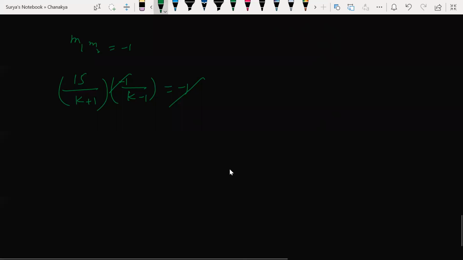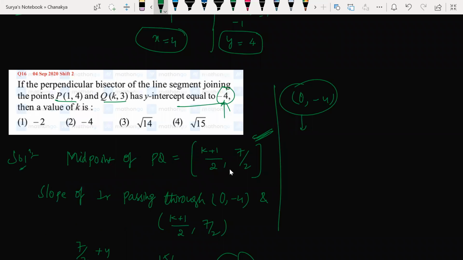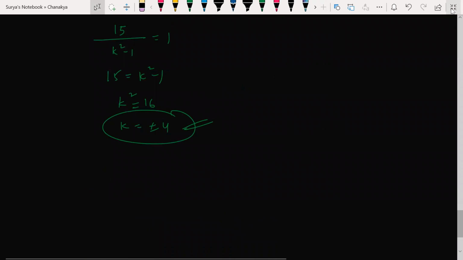Clear? So I can just say now 15 by (a square minus b square) is equal to 1. So 15 is equal to k square minus 1. k square is 16, so k is equal to plus or minus 4. This is my answer, plus or minus 4. Option B is correct. -4 is available, so I'll be writing B. -4 is the answer. Yes, guys. This is how you can do this. Next question.